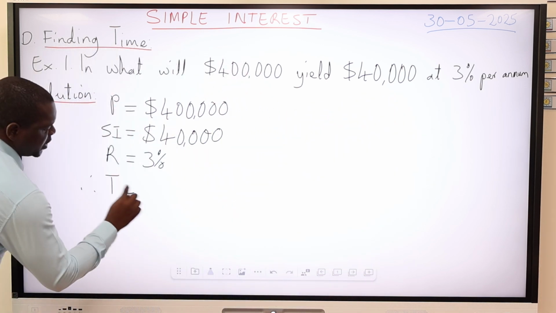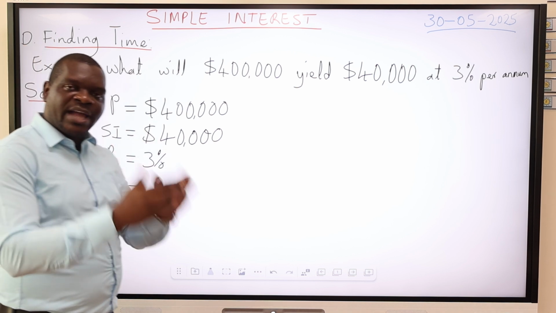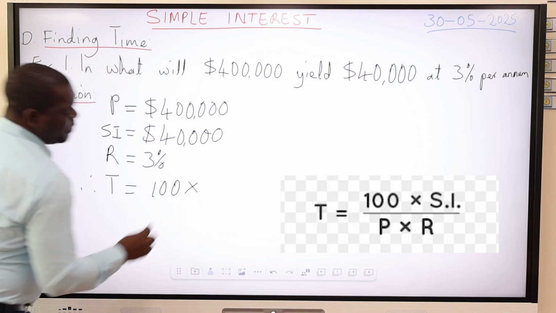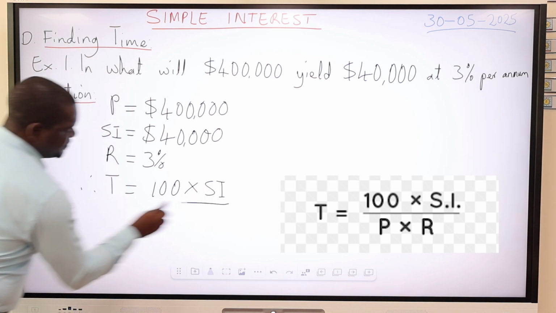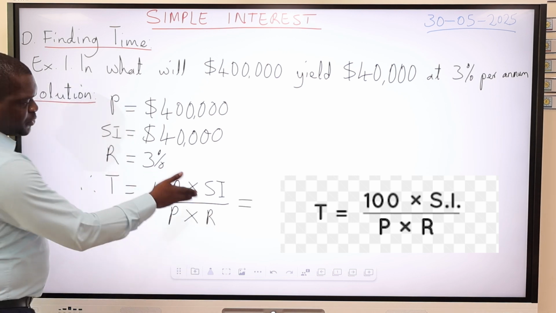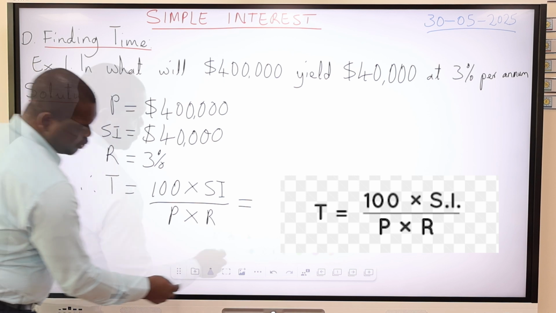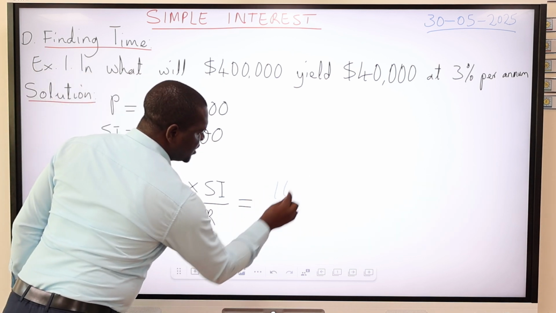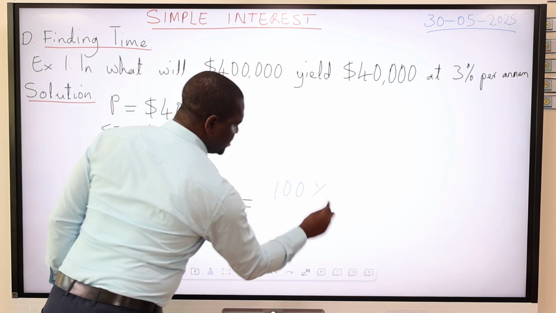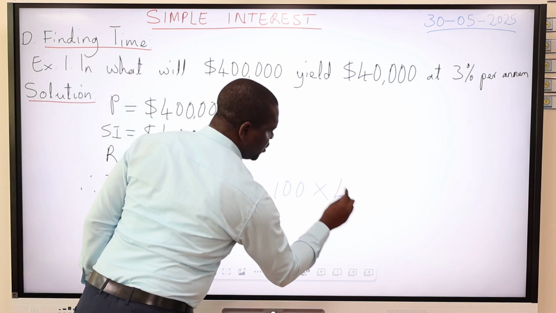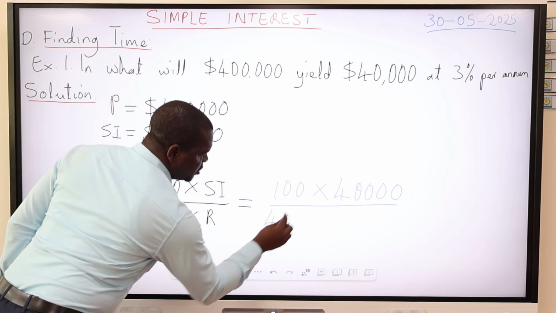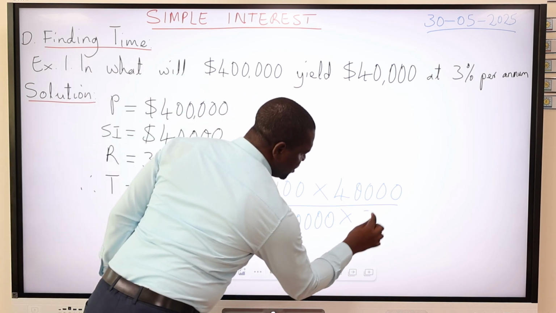Therefore, the time will be equal to, the rule is what will guide us to finding the time. To find time, you take 100 multiplied by the simple interest and divide that by principal multiplied by the rate. Let us substitute the numbers in this rule. This will be equal to 100, you multiply that by simple interest, and the simple interest, as we know, is $40,000. All this divided by the principal amount, $400,000, multiplied by the rate, which is 3%.